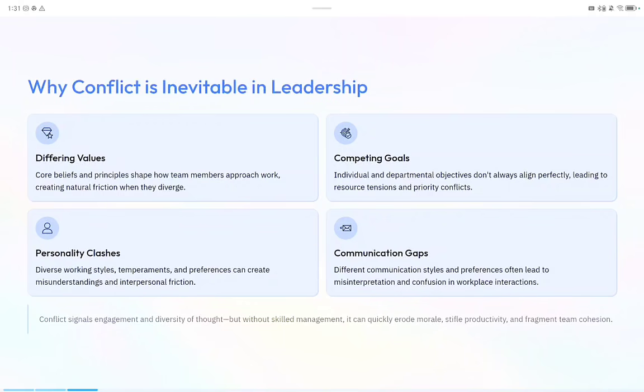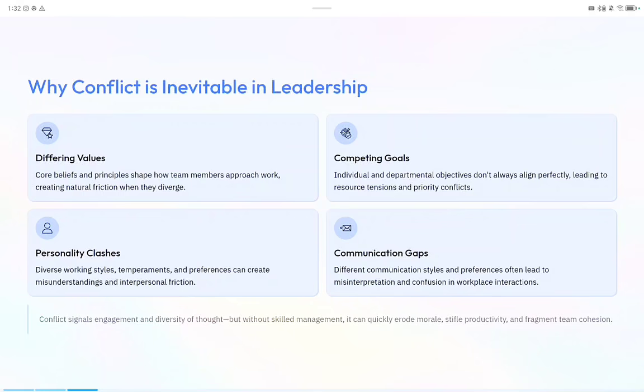The third type of conflict is personality clashes. Diverse working styles, temperaments, and preferences can create misunderstandings and interpretation friction. Now, this is a conflict type that maybe we will touch upon last during our coaching session. Having said that, it is definitely important to prioritize personality clashes as one of the key clashes to handle in conflict resolution. The fourth, the most common conflict, happens because of communication gaps. Different communication styles and preferences often lead to misinterpretation and confusion in workplace interactions.